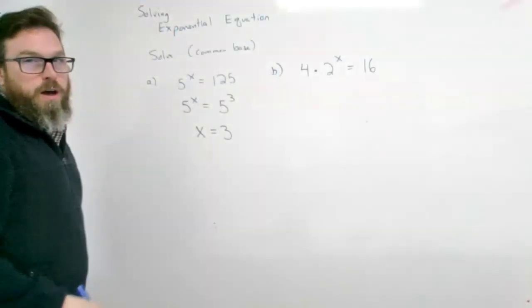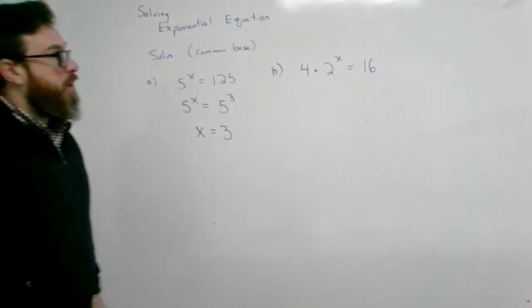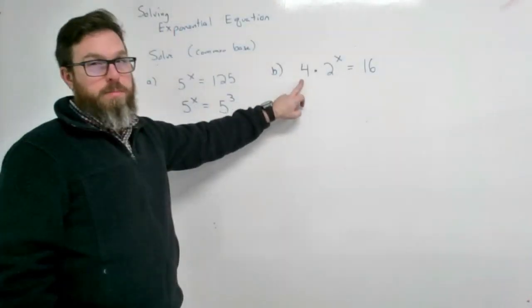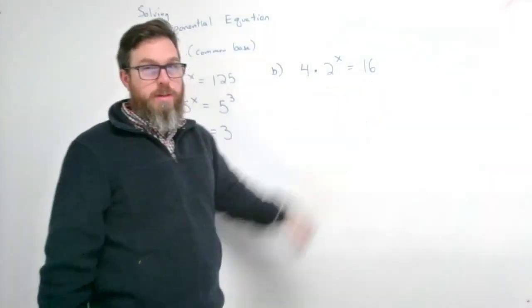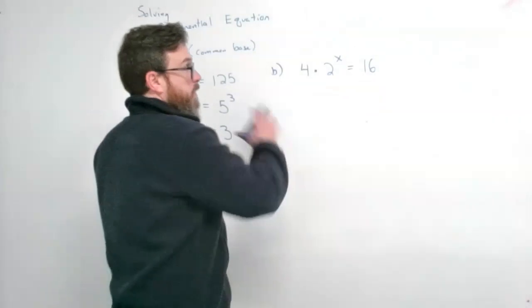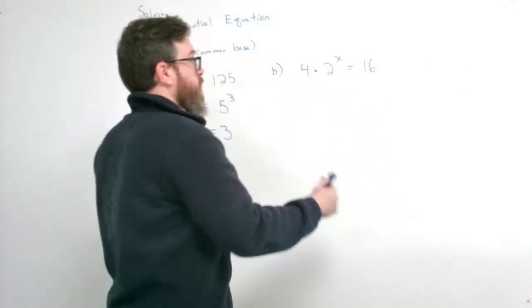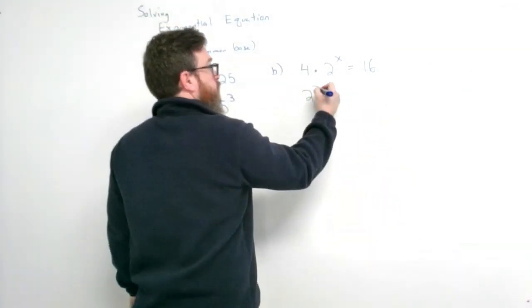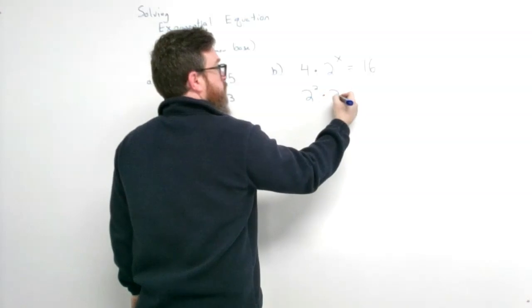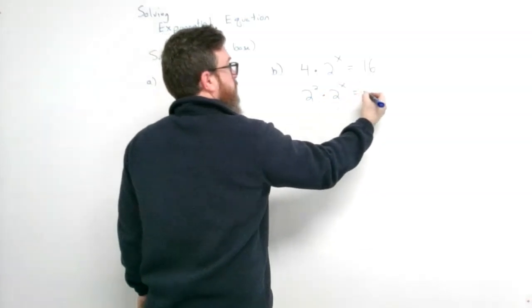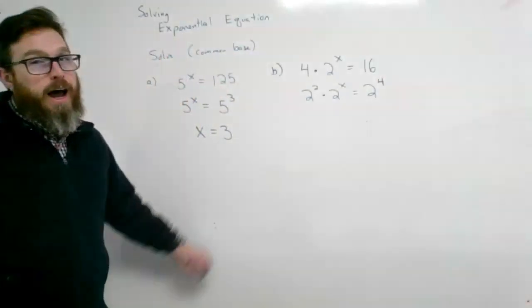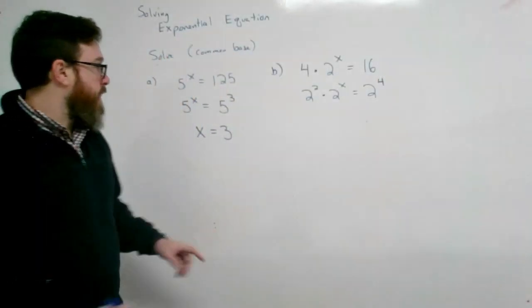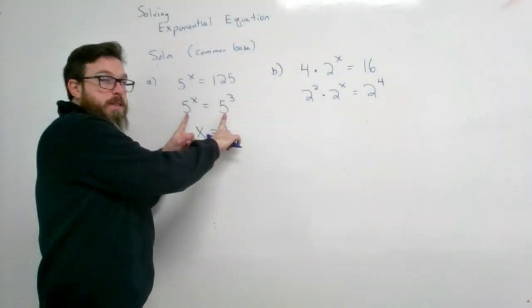This is also a common base. 4 can be written as base 2. This is already written as base 2. And 16 can also be written as base 2. So I'm going to write all these factors as base 2. So this is going to be 2 squared times 2 to the x is equal to 2 to the 4th power. I can't set their exponents equal yet because I need a single exponential base on both sides.